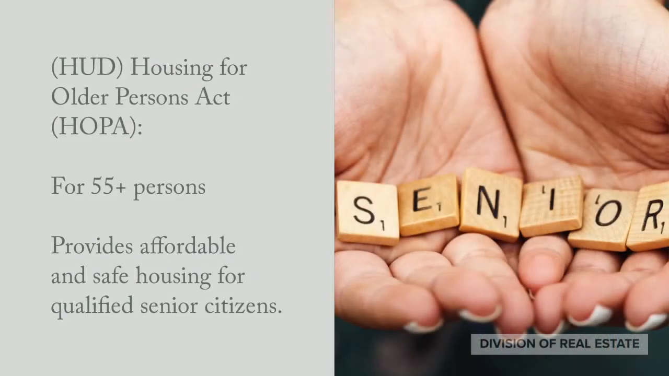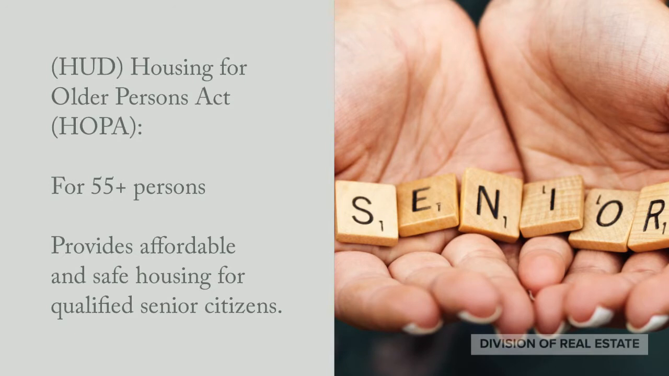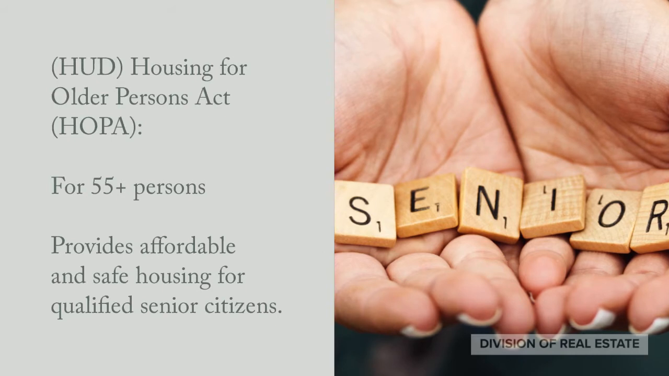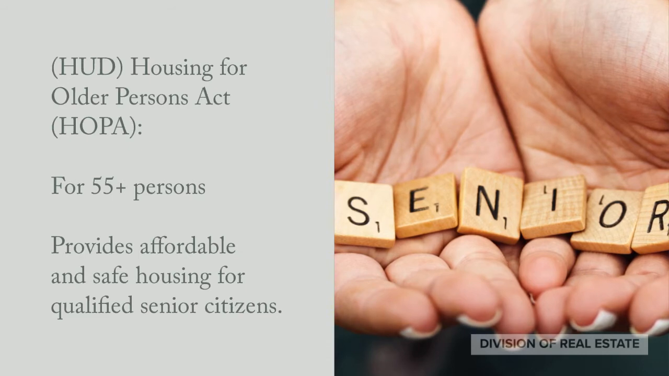The U.S. Department of Housing and Urban Development's Housing for Older Persons Act, HOPA, is a 1995 legislation that governs senior housing in 55-plus communities. It addresses key aspects of the rules surrounding senior housing economics. It was designed to provide affordable housing and safe living arrangements for qualified senior citizens. It is technically an age exception to the Fair Housing Act.